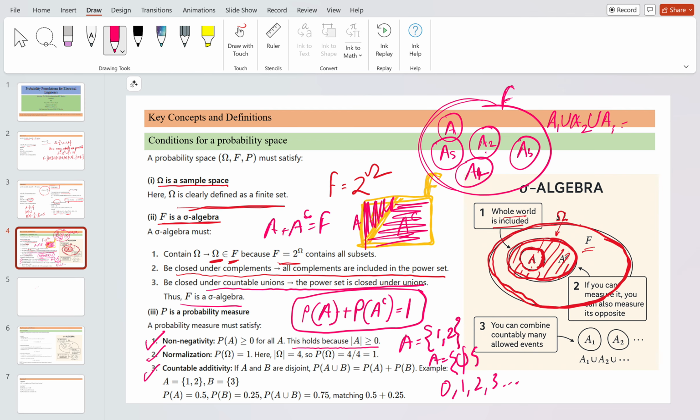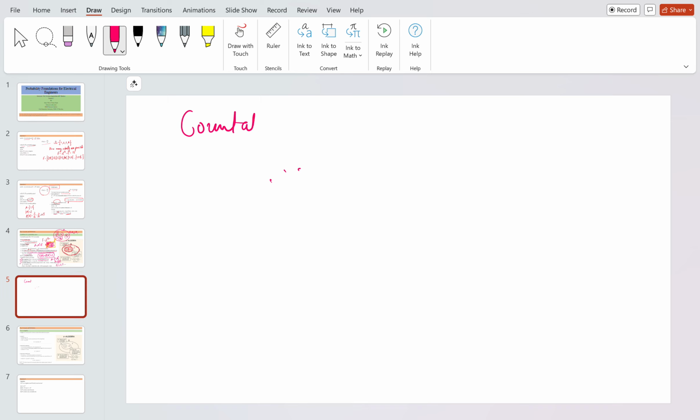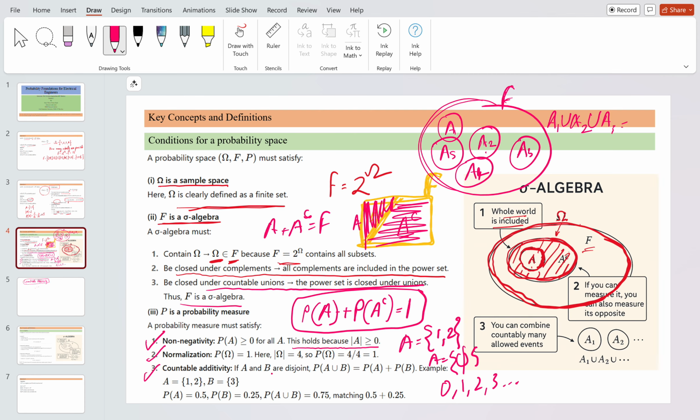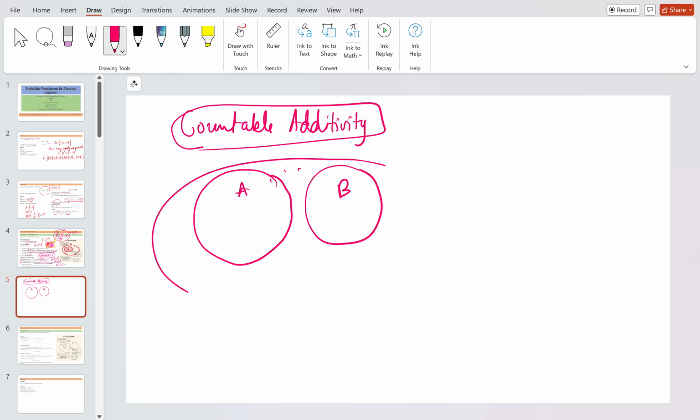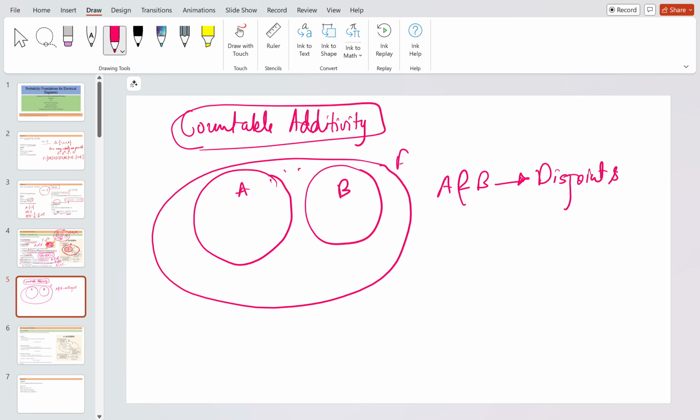Suppose it is saying countable additivity. The condition is such that if A and B are disjoint, then the probability of A union B... suppose this is set A and this is set B, and this is the overall space F. A and B don't have any element in common, so A and B are said to be a disjoint set.